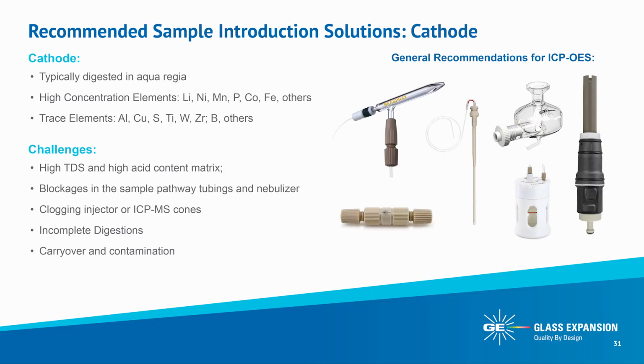Now let's discuss sample introduction options for cathodes. Cathodes are typically digested in aqua regia and analyzed for high concentration elements such as lithium and nickel, in addition to trace elements. Due to the presence of these concentrated elements and the complex matrix, you may encounter several challenges, including blockages in the sample tubing, nebulizer, and injector, resulting in instrument downtime, increased consumable costs, and frequent maintenance.